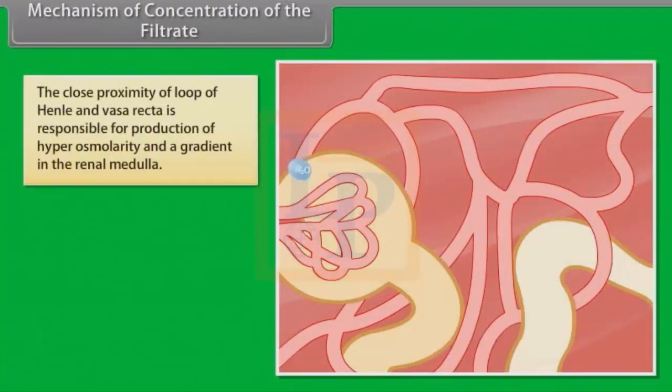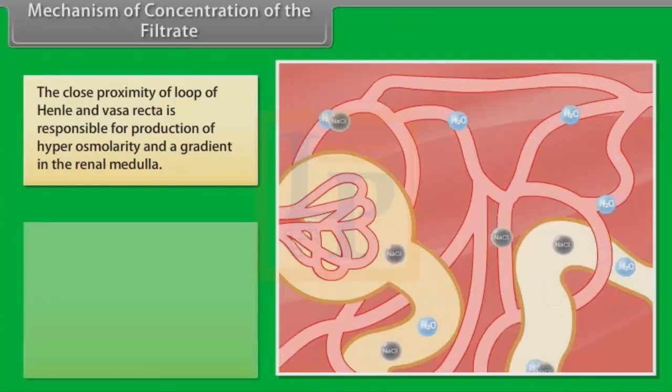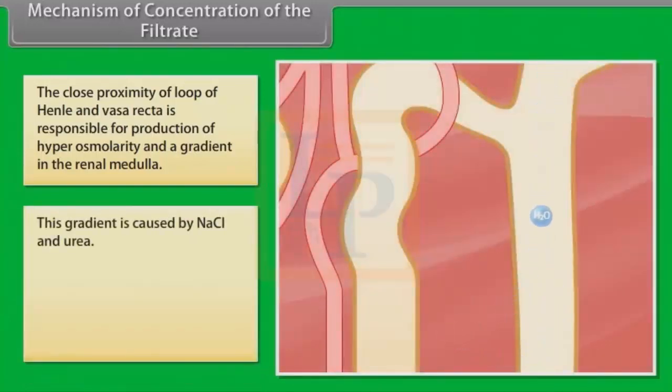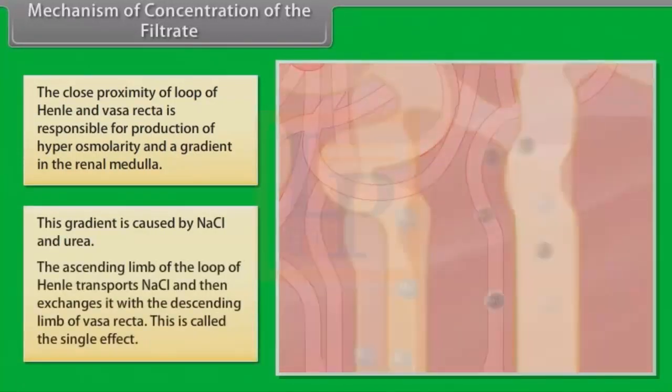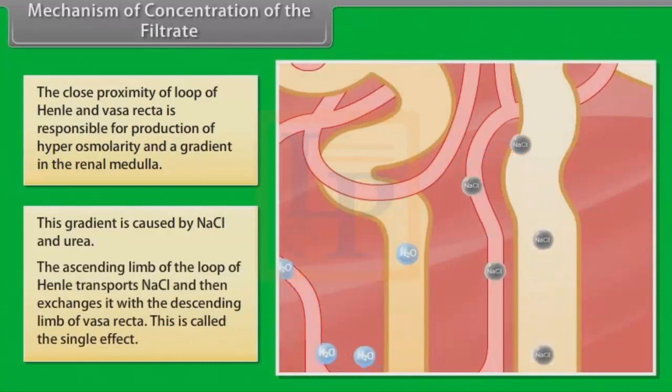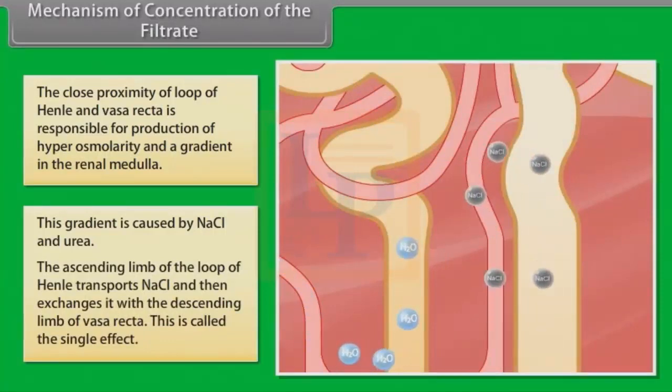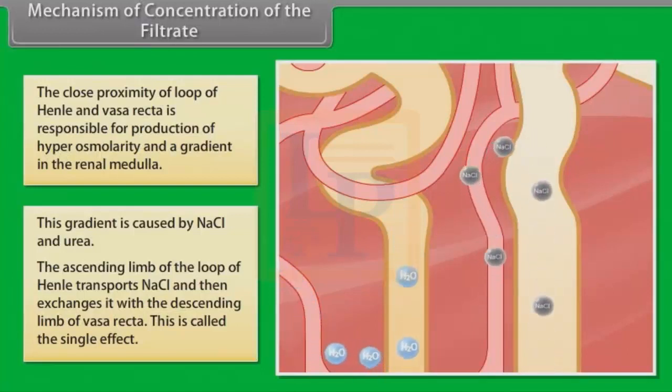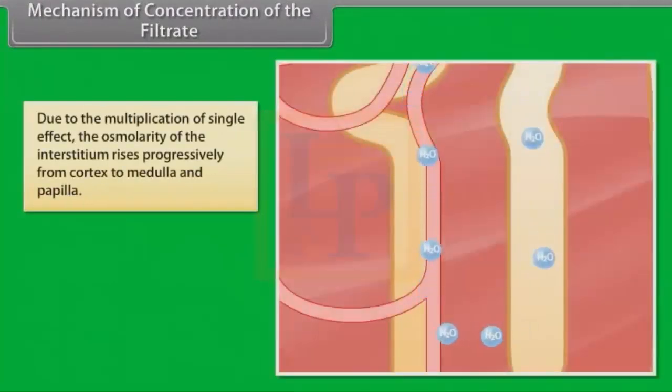The close proximity of the loop of Henle and vasa recta is responsible for production of hyperosmolarity and a gradient in the renal medulla. This gradient is caused by NaCl and urea. The ascending limb of the loop of Henle transports NaCl and then exchanges it with the descending limb of the vasa recta. This is called the single effect. Due to multiplication of the single effect, the osmolarity of the interstitium rises progressively from cortex to medulla and papilla.